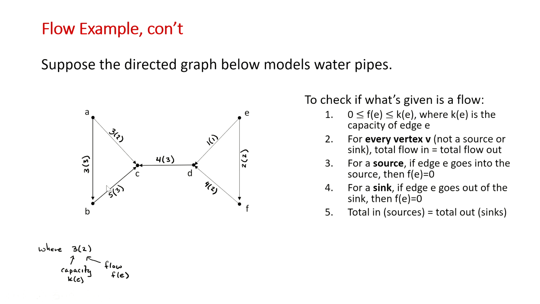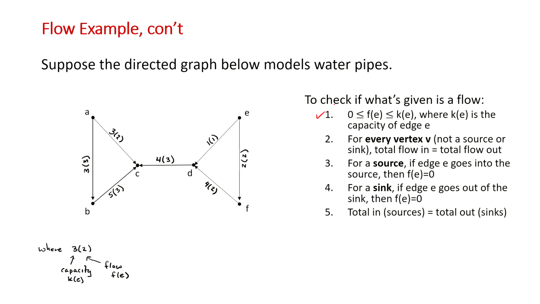Then we look at the edge here, B to C. 3 is smaller than 5, that's good. D to C, 3 is smaller than 4, so we're good there. E to D, 1 is equal to 1, so that's at max capacity, but we're still good. E to F, 2 is equal to 2, so maximum capacity, but still fine. 2 is smaller than 4, and that's perfectly fine. So what does this tell us? This tells us that we do meet that first criterion.